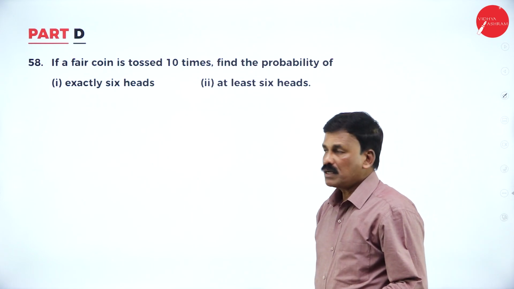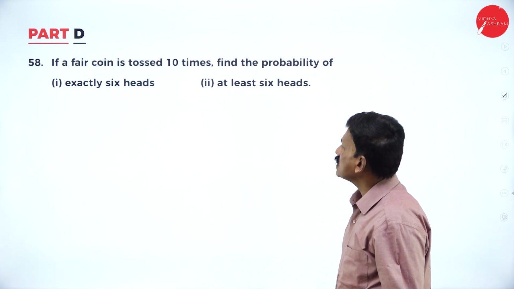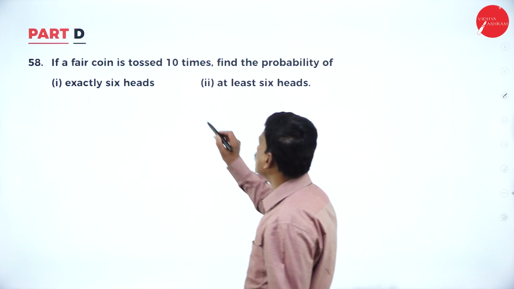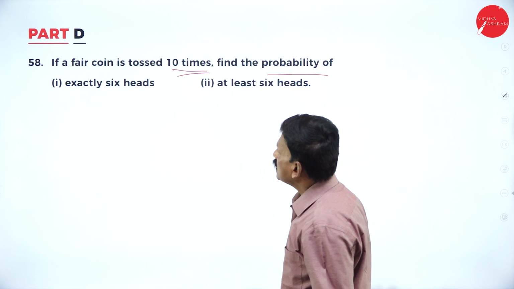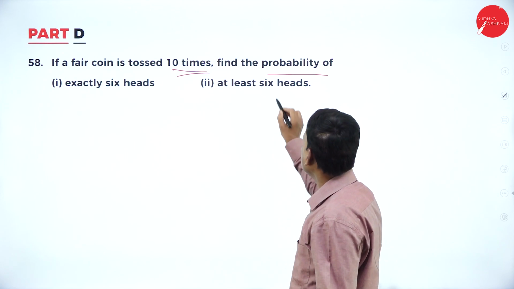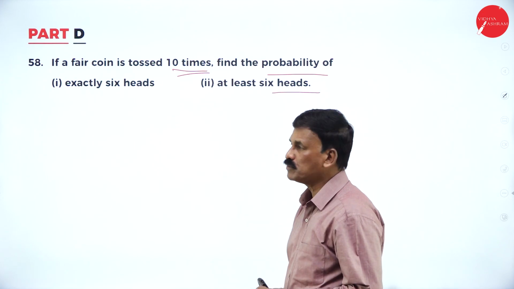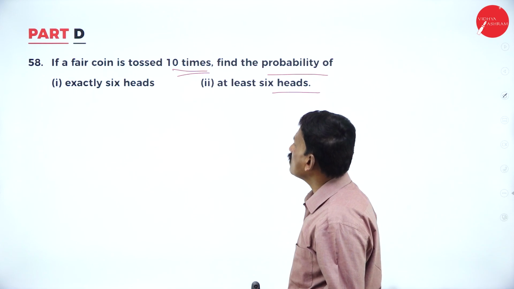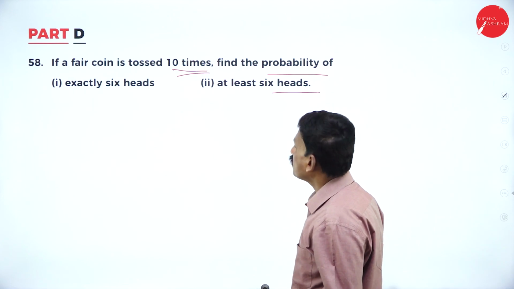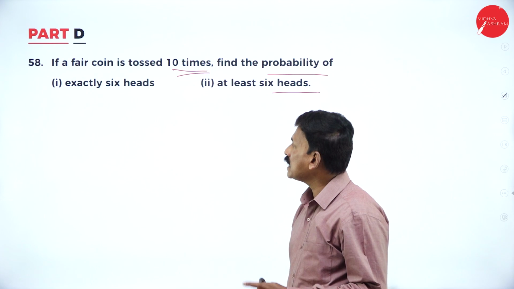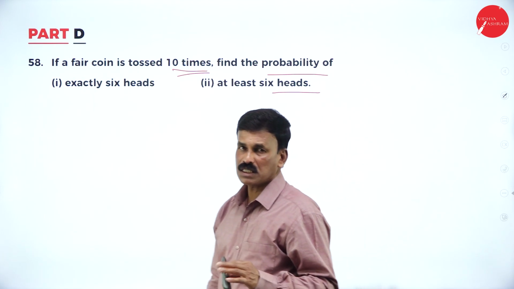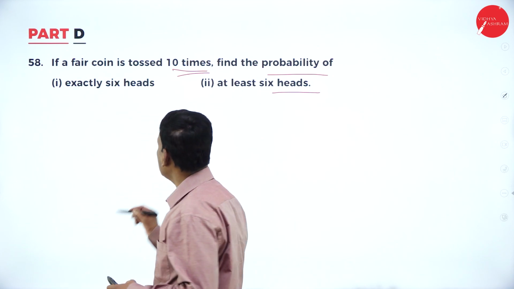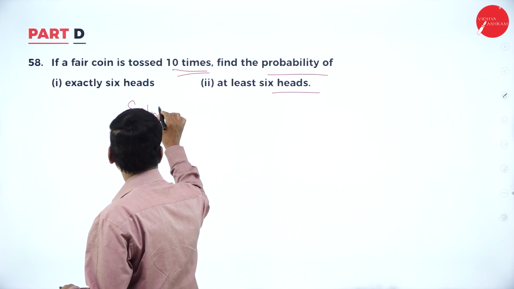That is from probability. If a fair coin is tossed 10 times, n is equal to 10, find the probability of exactly 6 heads and at least 6 heads. Important problem it is. Okay. Now what is given here? Write down the solution. Very simple problem.